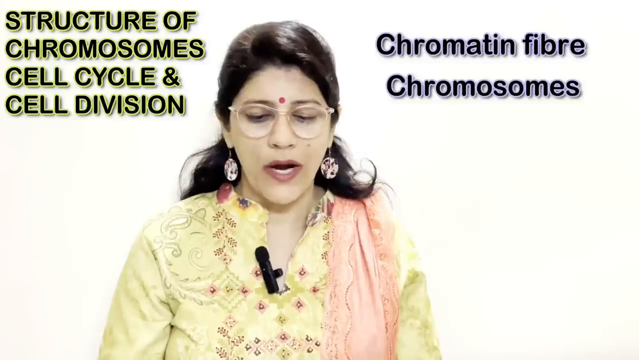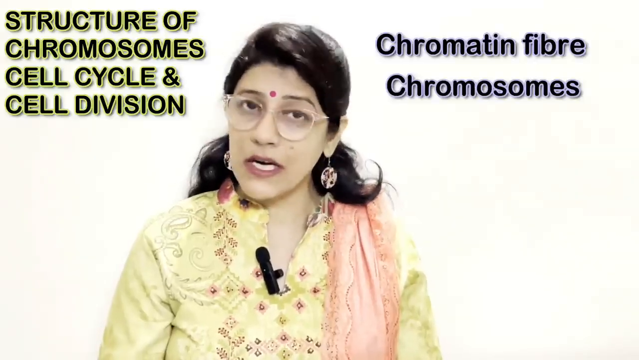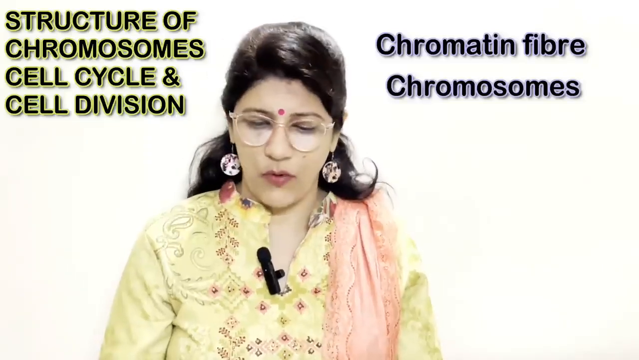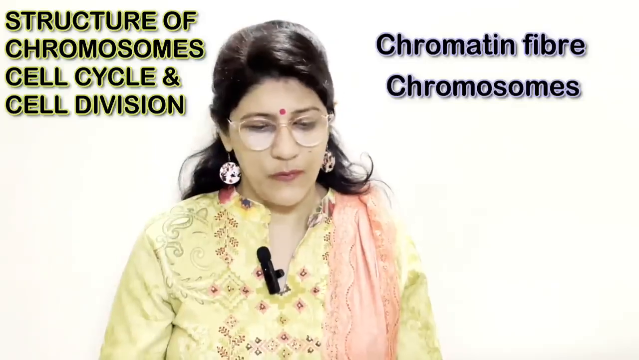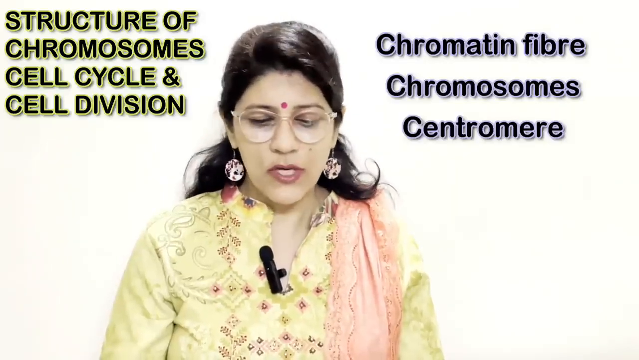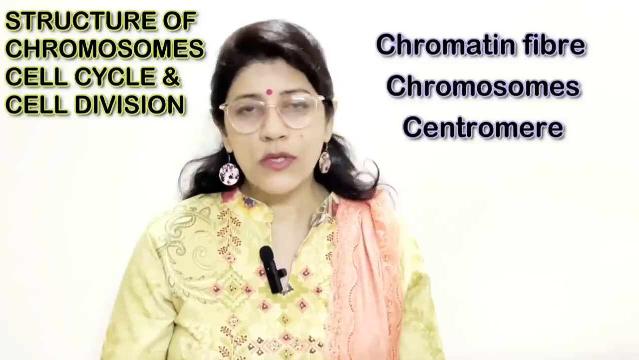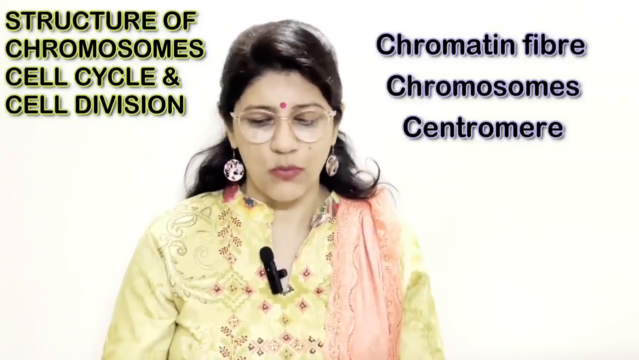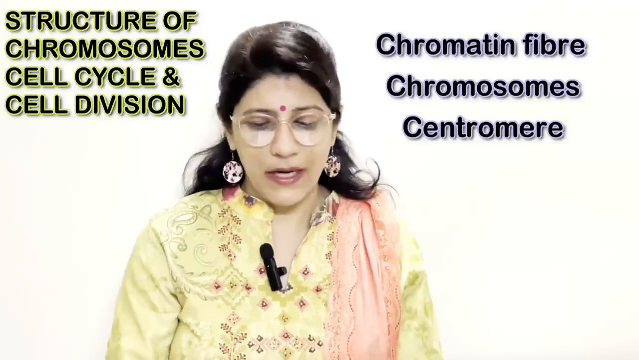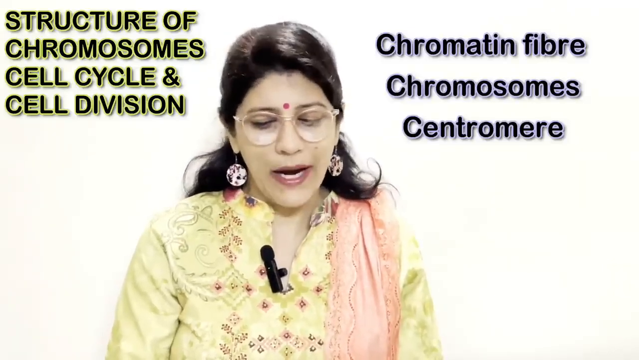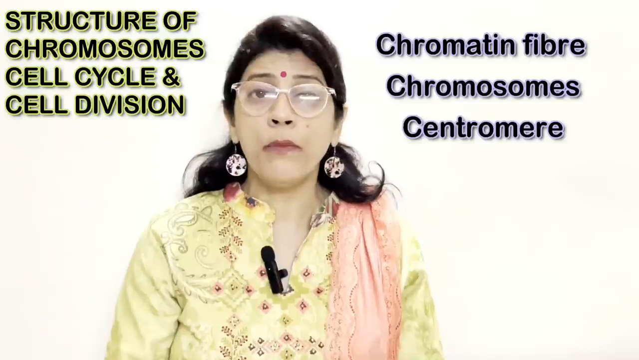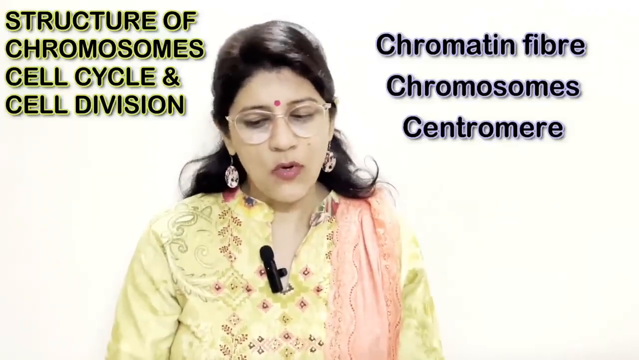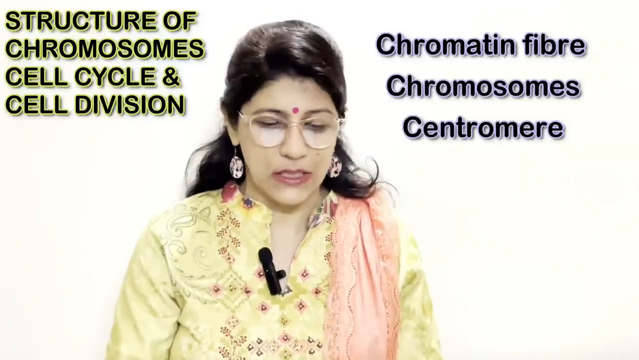Location is condensed coiled chromatin fibers seen during cell division, and their function is they carry DNA and transfer the genetic information from parents to offsprings. Next is centromere. Location is point of attachment of two sister chromatids, the small circle you see in the middle. Function is attaches each chromosome to the spindle fiber during metaphase, or you can say centromere divides and the two sister chromatids are pulled apart toward the opposite poles during anaphase. So you can give its functions for both metaphase and anaphase.